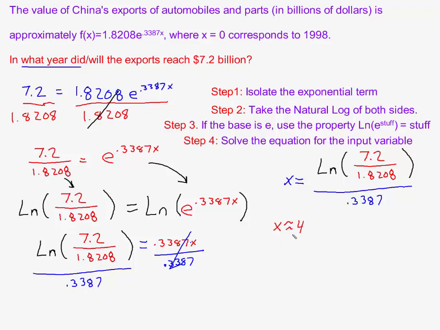But we have to go back to the original problem and figure out what 4 means. X is basically the number of years since 1998. X equals 0 is 0 years since 1998. So if x were to be 1, that would be 1 year after 1998, which is 1999. So you get the idea that x equals 4 would be 4 years after 1998. So you simply add them, and if you did so, you'd get the year 2002, and that answers the question. In 2002, that's the year in which China's exports of automobiles will reach $7.2 billion.